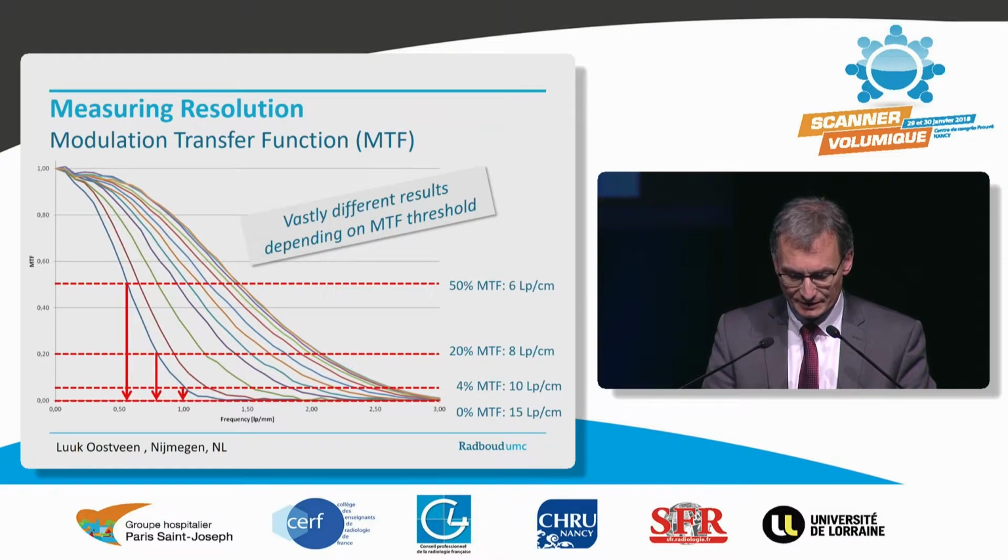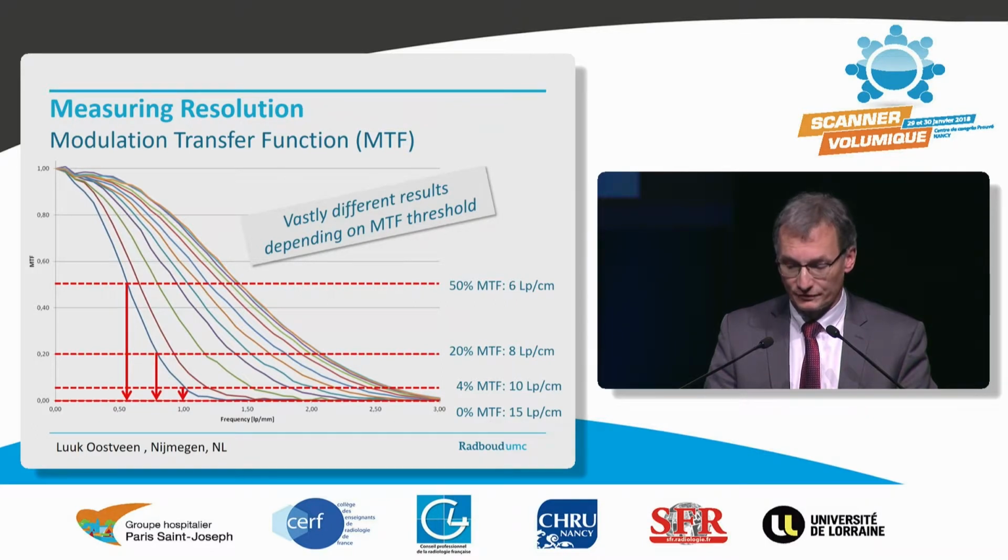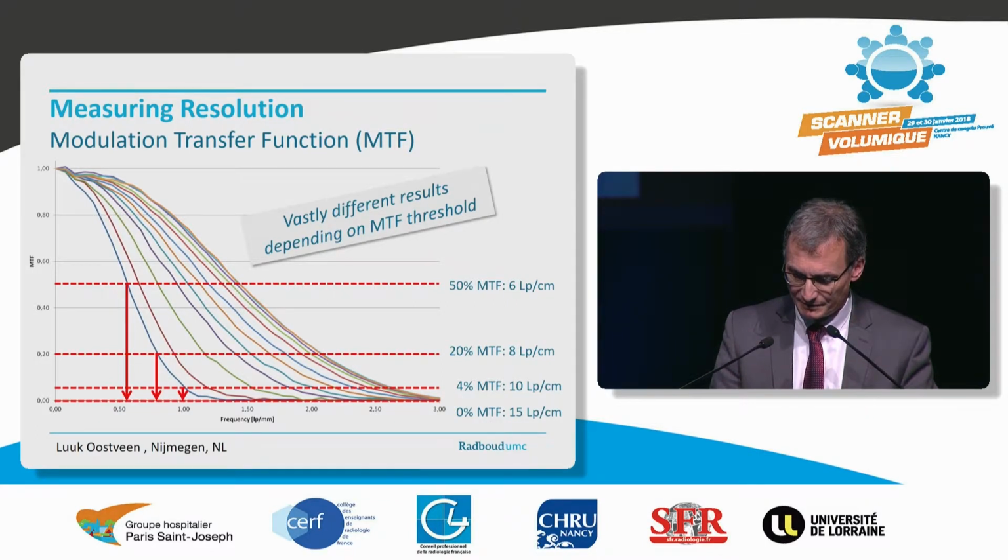Now here you can see a standard resolution scanner, and you can see if you transfer that into line pairs, it's substantially lower. This is high resolution, and this is a standard scanner, where at 0 MTF with the ultra-high resolution mode or filter kernel, you end up with 15 line pairs, but in a more realistic situation, soft tissue would be about 6 line pairs per centimeter.